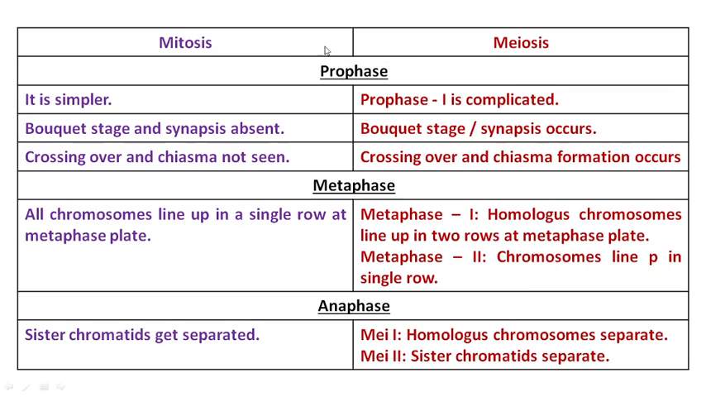Now, if we discuss prophase in mitosis and meiosis, in mitosis it is much simpler, while in meiosis the prophase 1 is very, very complicated. We saw the 5 different stages.